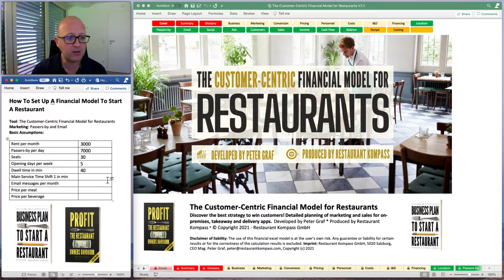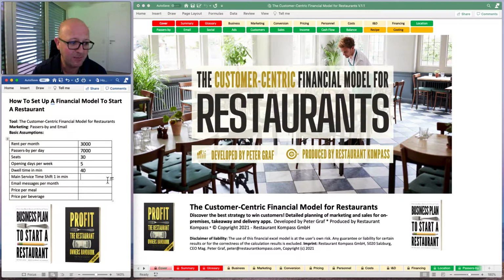Next question, main service time shift 1 in minutes. Sounds a little complicated, but it's quite simple. Main service time means the rush hour, the time during the day when you make most of your business. That's quite typical for restaurants because we humans eat our lunch at lunchtime, our dinner at dinner time, and the other time of the day we do something else. So all the people come at quite the same time, so we have some rush hour. It's the same as the traffic jam in the morning, it's the same rush hour in the restaurant.